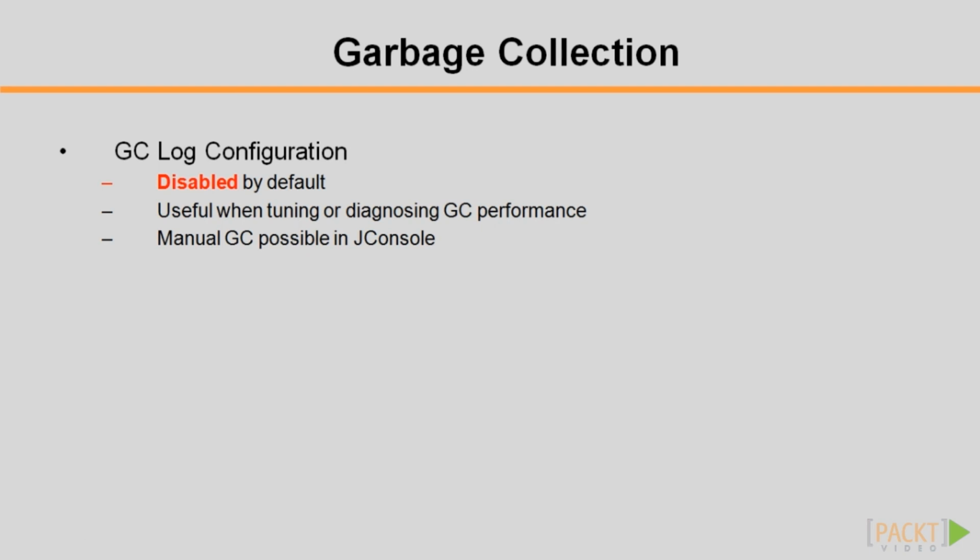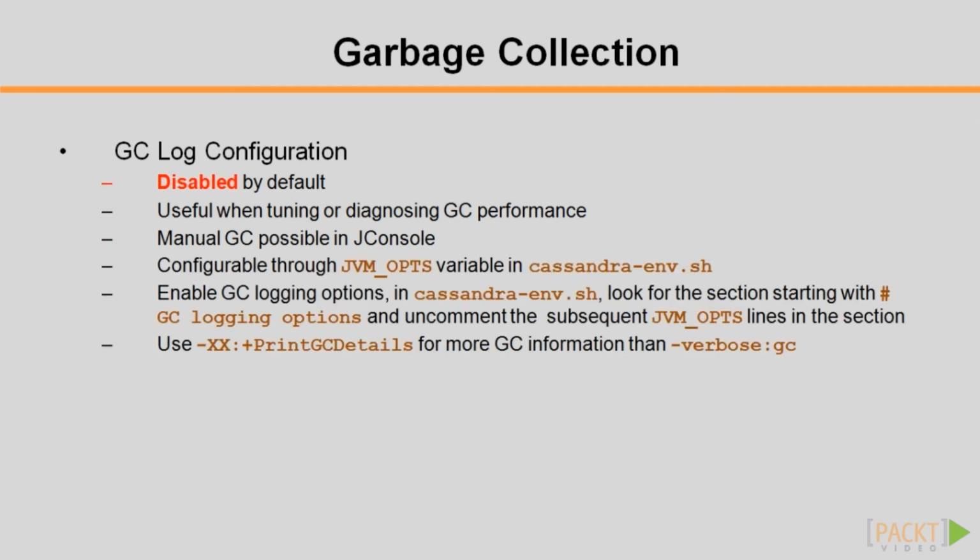GC activities can be recorded in log files. Because GC logging consumes system resources, it's disabled by default in Cassandra. Enable it only when you need it in tuning or diagnosing GC performance. If required, manual GC can be executed in JConsole to generate records in GC log. GC log is configured through the JVM opts variable in cassandra-env.sh. A template of GC logging options is provided inside.